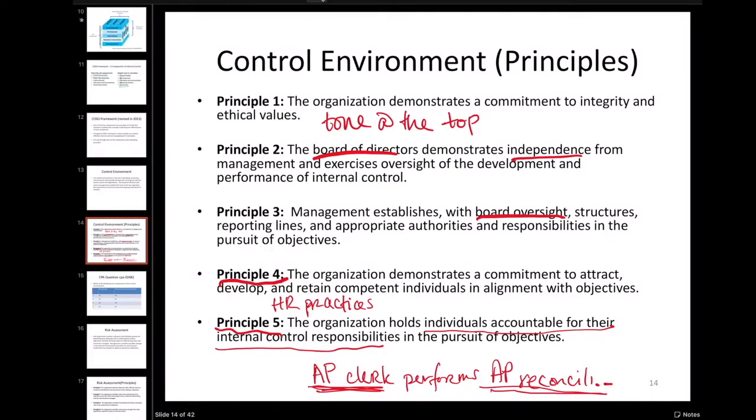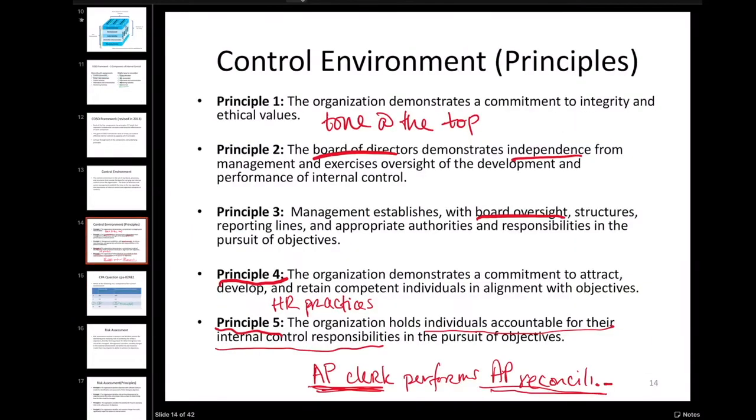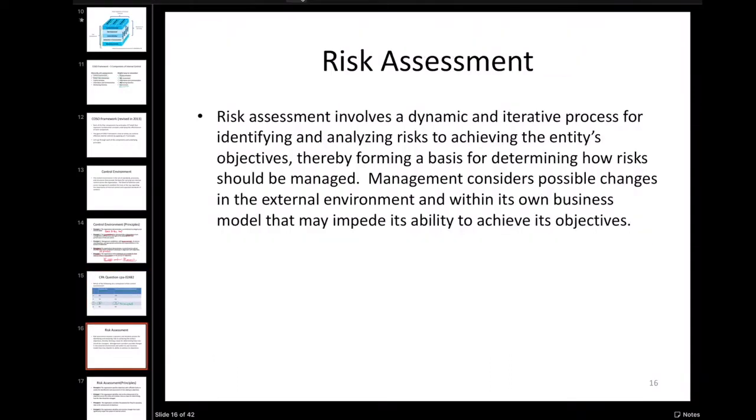In terms of what I would expect you to know on tests, we're going through 17 principles, but I'm not going to ask you something like, what is Principle 16? What you could expect to see would be a question similar to this CPA question, which asks which of these are a component of the control environment. You have detection risk on the one hand, and HR policies and practices on the other. No to detection risk, and yes to HR policies and practices, because we know this is part of Principle 4 that we just looked at on the last page. So definitely know the content of each of the COSO components. The next COSO component is risk assessment.